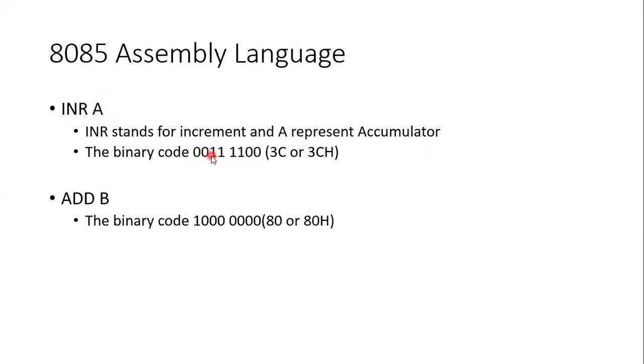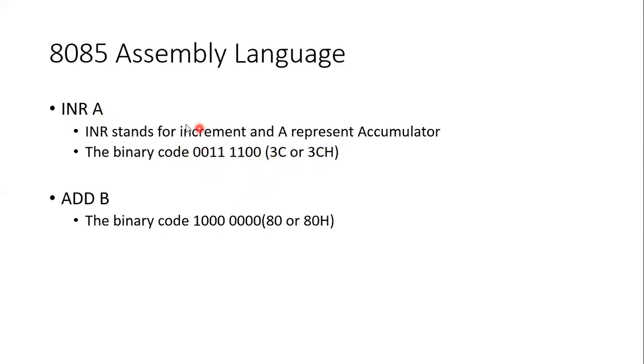Okay. Instead of binary, the microprocessor uses the hexadecimal system. That is, 0011 is a 3 and 1100 is a C. Therefore, 3C. This instruction is 3C or 3CH. H stands for hexadecimal. Therefore, INR A we can convert into machine code 3C in hexadecimal format.